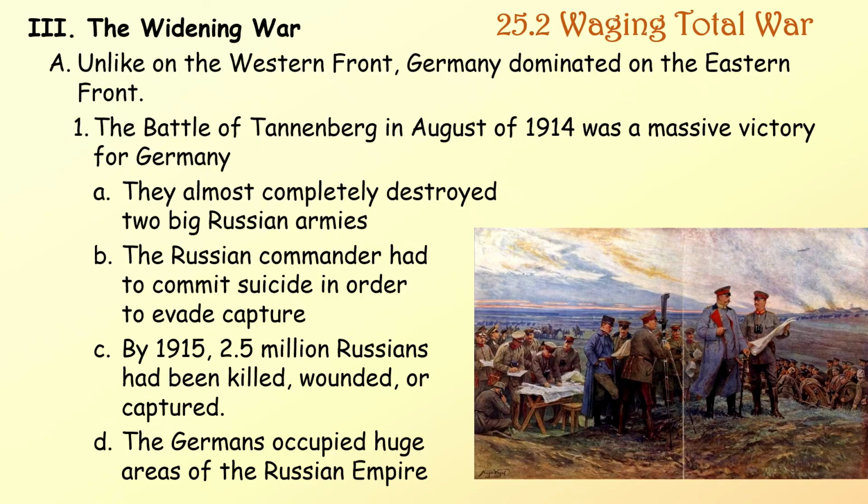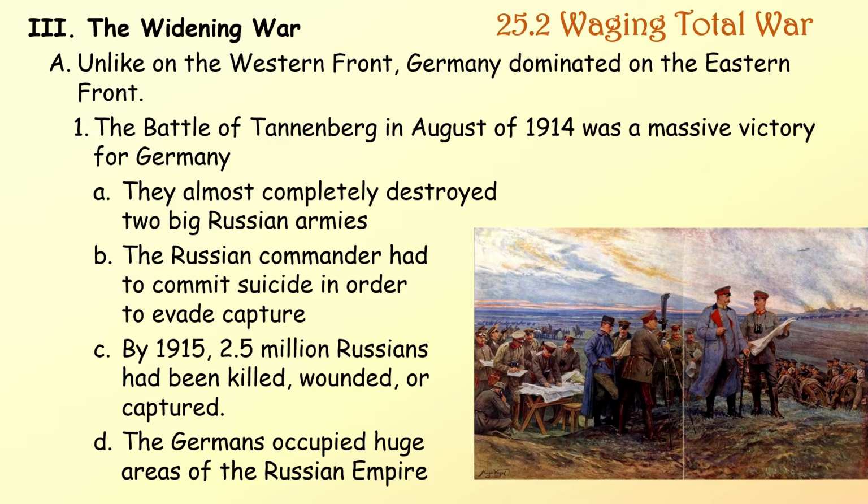The widening war. Unlike on the Western Front, Germany dominated on the Eastern Front. The Battle of Tannenberg in August of 1914 was a massive victory for Germany. They almost completely destroyed 2 big Russian armies. The Russian commander had to commit suicide in order to evade capture. And by 1915, 2.5 million Russians had been killed, wounded, or captured.